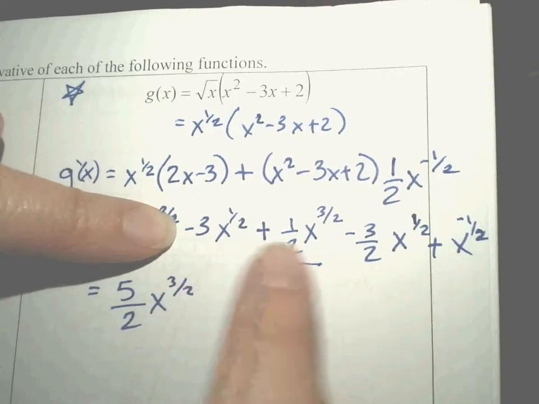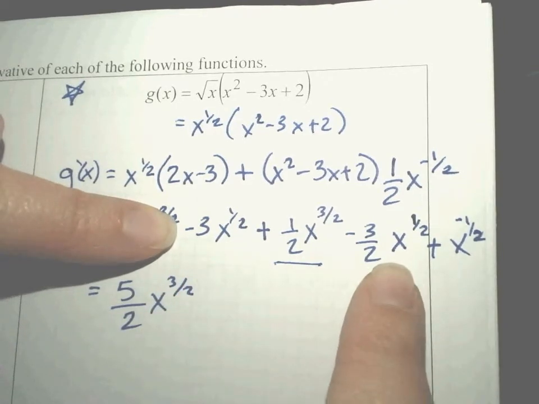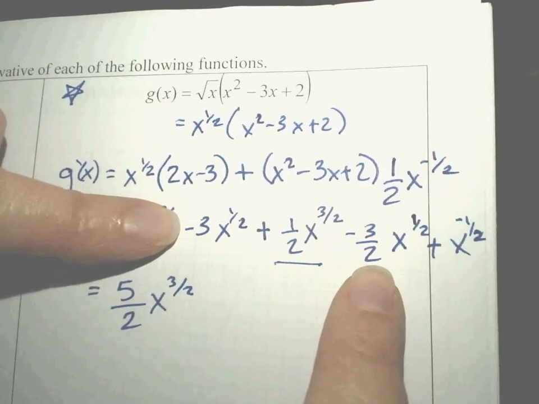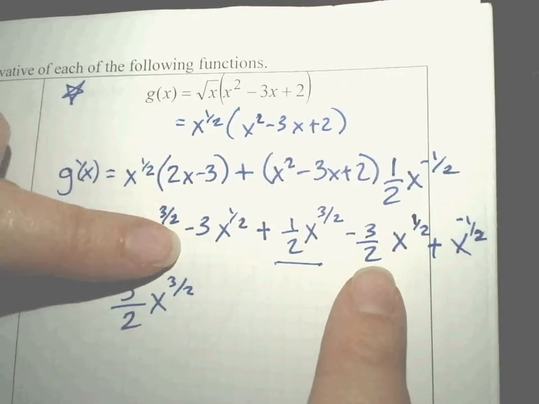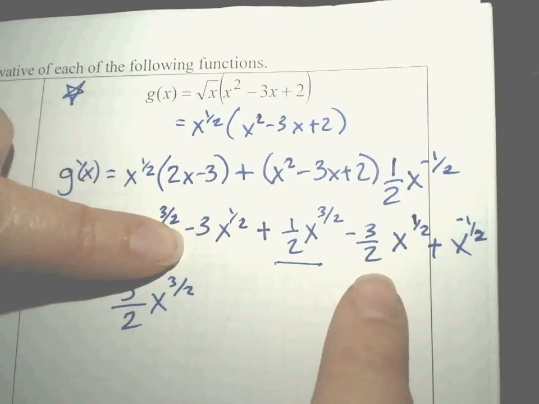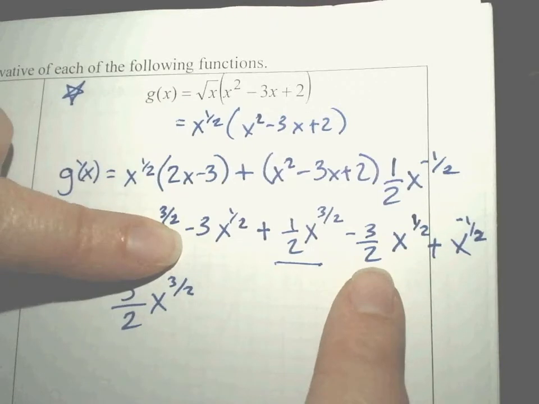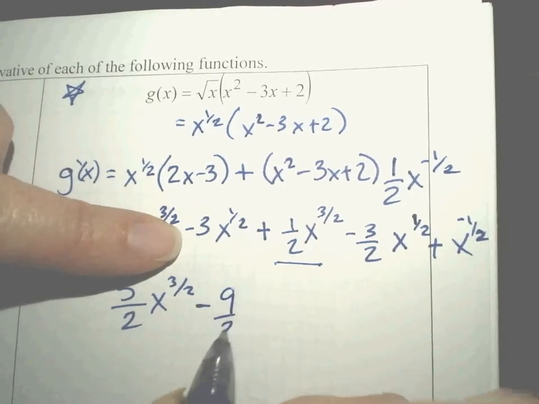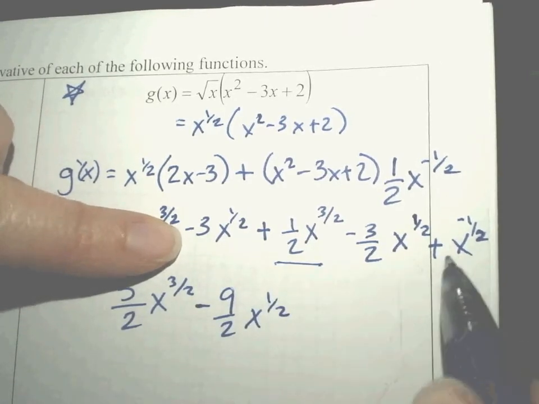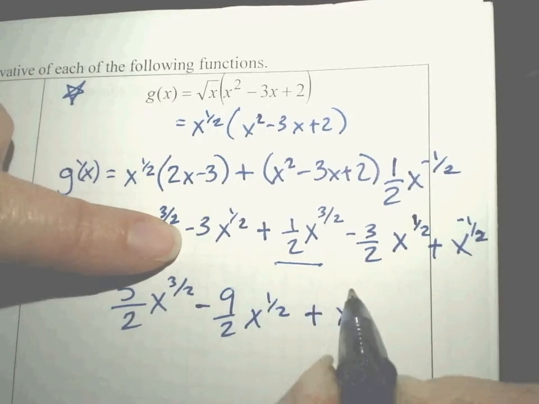I've got a 3x to the 1/2 and a negative 3/2 x to the 1/2. So what do I do with the coefficients? Subtract. Well, negative 3 minus 3/2 means I've got 6/2 plus 3/2, so negative 9/2. Do we agree? Does anybody need me to work that out? So minus 9/2 x to the 1/2, and then plus x to the negative 1/2.